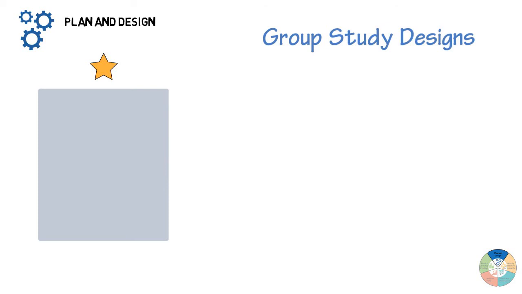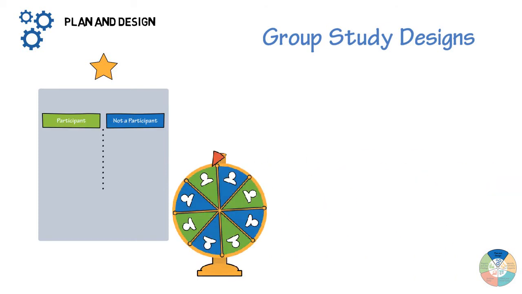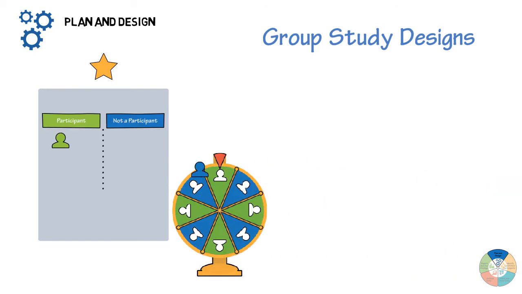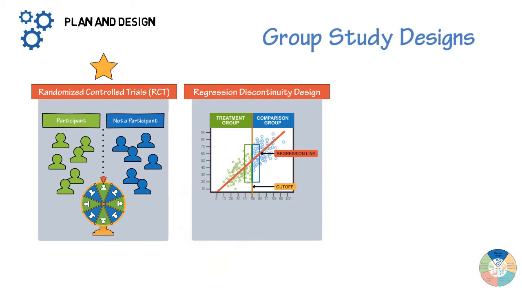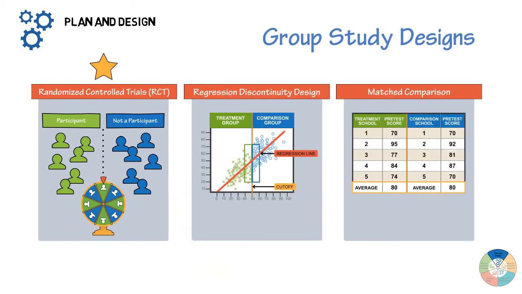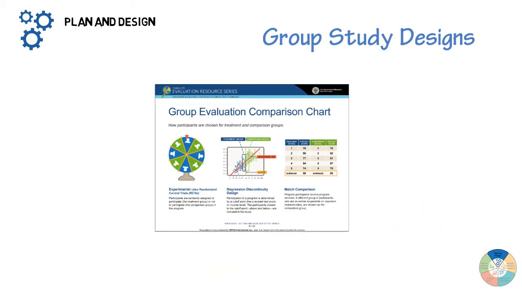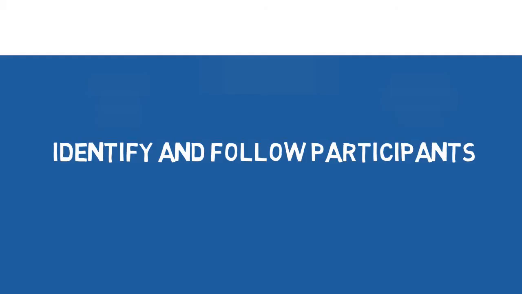The gold standard of group designs is when you randomly assign individuals or schools to either participate in a program or not participate in a program. This is called a randomized controlled trial, or RCT. When an RCT isn't possible, other designs can be used as well. We have a resource that defines the different designs.